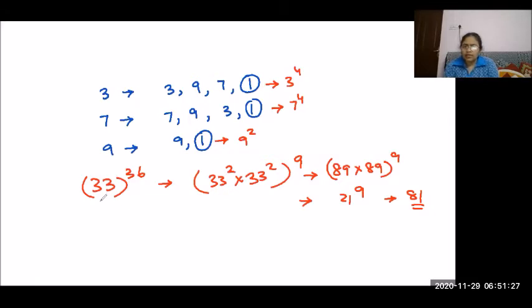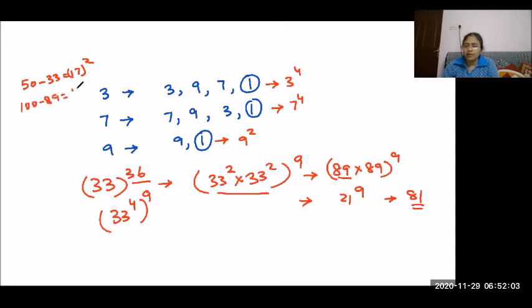So I'll explain it. 33 to the power 36 can be written as 33 to the power 4 into 9, 36. So you're splitting this power. Okay. 33 to the power 4 can be written as 33 squared into 33 squared. Okay. 33 is nothing but 50 minus 33, that is 17. 17 squared is 289. So 89 will be the last two digits. So we are just taking only the last two digits. Okay, 89 into 89, 1. And 89 is nothing but 100 minus 89, that is 11. 11 squared. 11 squared is 121. So 21 to the power 9, which will be 81.